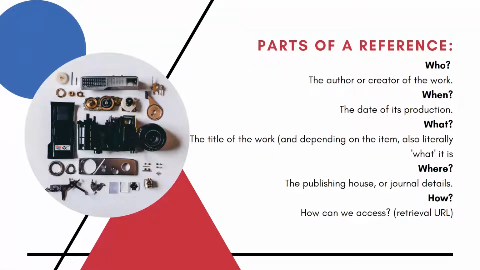But when it does, it's mostly around things like how can we access the thing that you are referencing. So it might be a retrieval URL, or it might be a DOI or something like that. So it varies, and it's not always a thing. So something like a published book, for example, a print copy doesn't have a how. Okay.